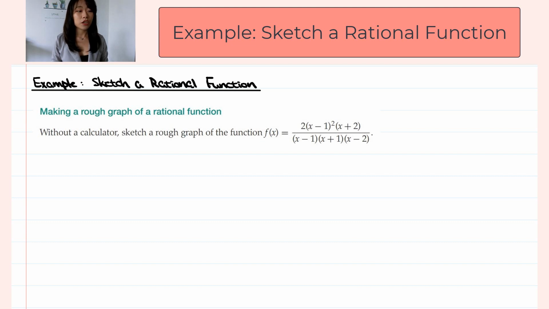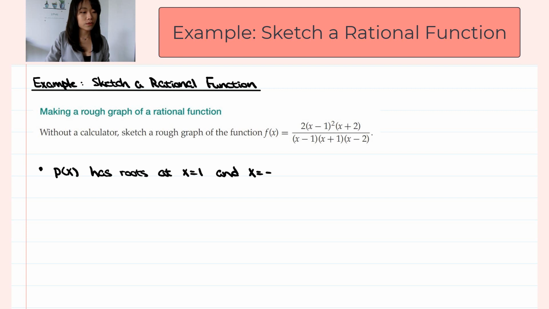Let's find the roots of the polynomial functions in the numerator and the denominator. Let's call the polynomial function in the numerator p of x. P of x has roots at x equals 1 and x equals -2, where x equals 1 is the repeated linear factor. How about the polynomial function in the denominator? Let's call this function q of x. Then q of x has roots at x equals 1, x equals -1, and x equals 2.